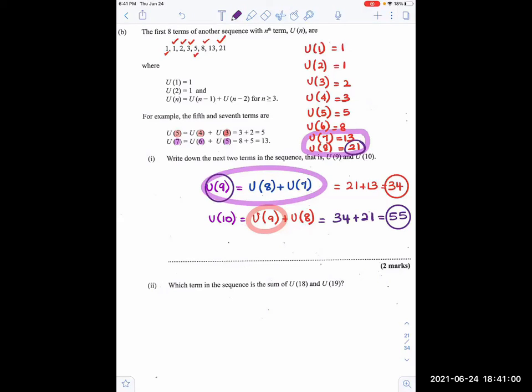Which term in the sequence, you think about it. Which term in the sequence is the sum? Without telling me, I want you to think about it for a minute. Which term in the sequence is the sum of 18 and 19? Think about it and write it in your book, and then we will continue.